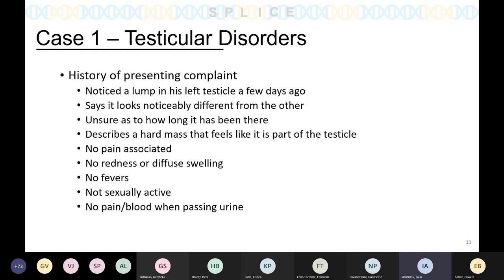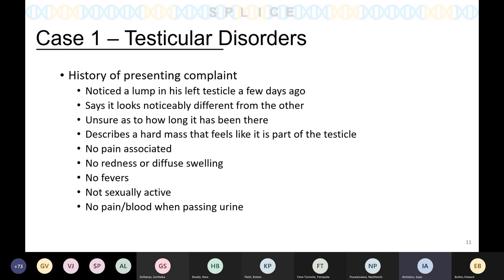This patient noticed a lump in his left testicle a few days ago. He's noticed the difference, but he's unsure how long it's been there. He can feel a hard mass and it feels like it's part of the testicle. There's no pain, no redness or diffuse swelling, no fevers. He's not sexually active and there's no pain or blood. So judging from this, this seems to be something quite sinister.